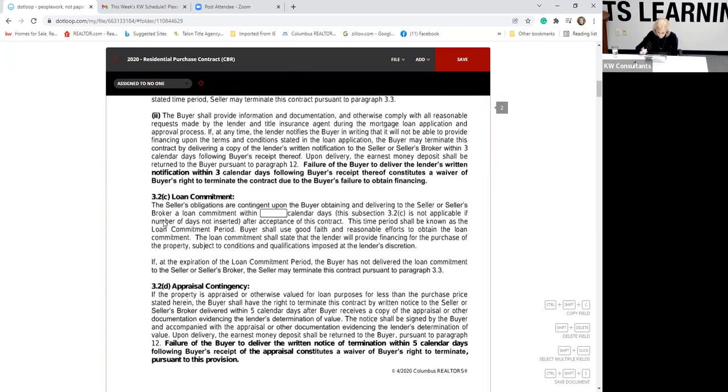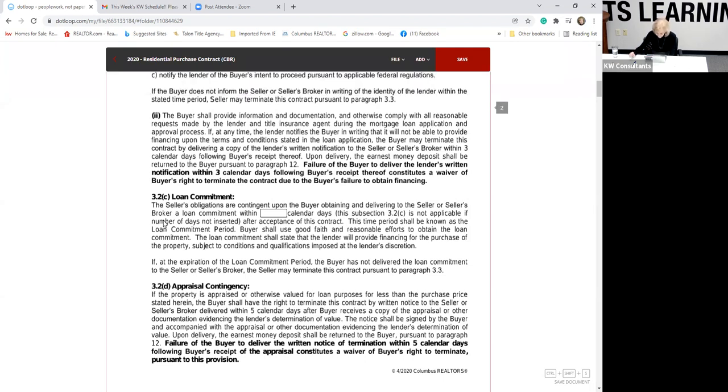So, 2, the buyer shall provide the information and documentation and just comply with everything that they need to do to get all their paperwork done. So now, in big bold print, failure of the buyer to deliver the lender's written notification within 3 calendar days following buyer's receipt thereof constitutes a waiver of buyer's right to terminate the contract due to the buyer's failure to obtain financing.